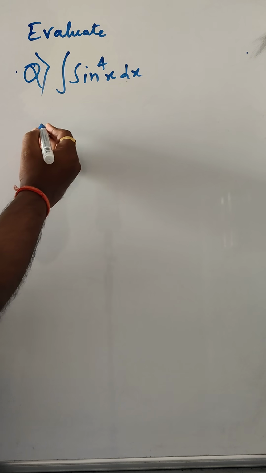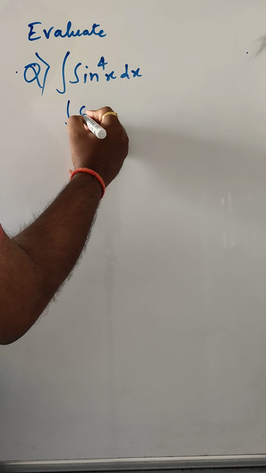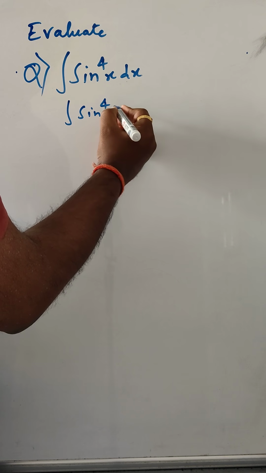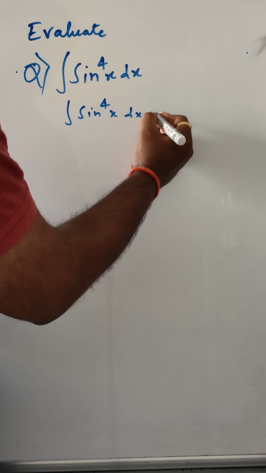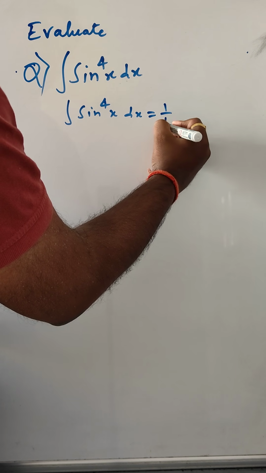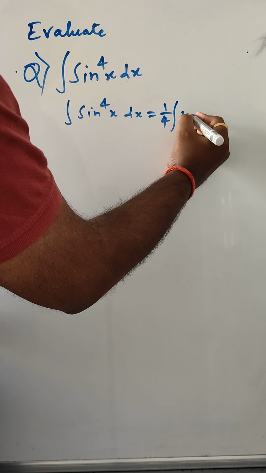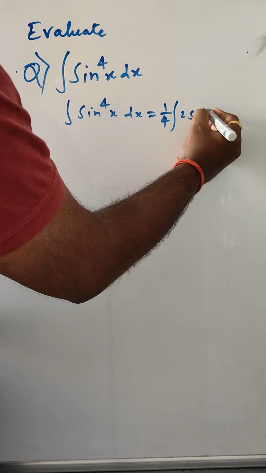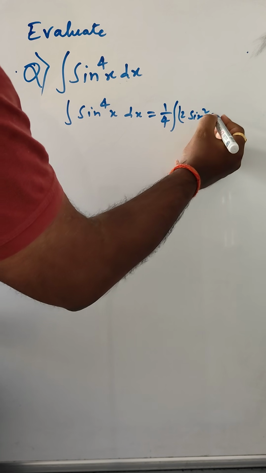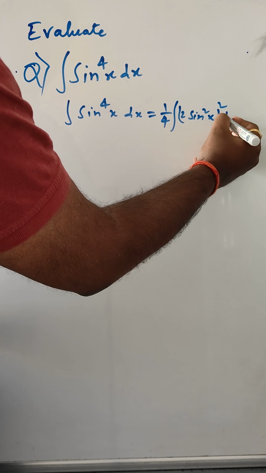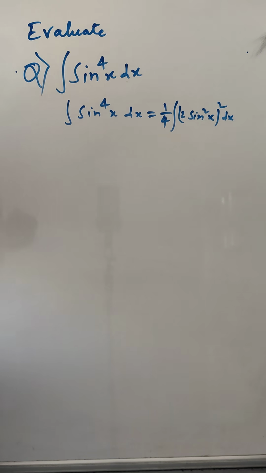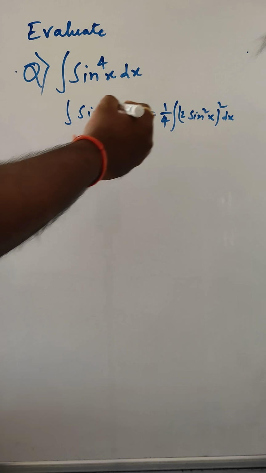This is the indefinite integral problem. So we have the integral of sin to the power 4x dx. Correct. This can be written like 1 by 4, and here (2 sin²x)², and this is like this. We can write. Correct. So this is no issue.